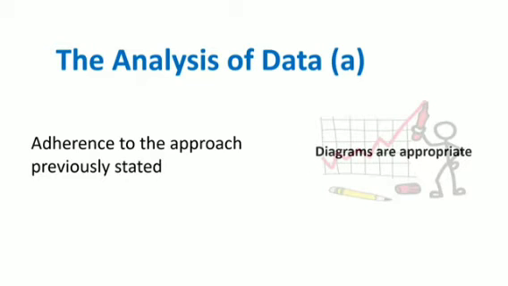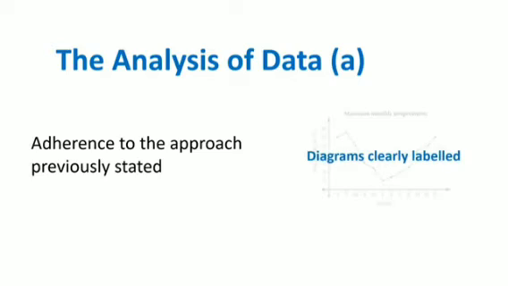Analytical diagrams must be appropriate for the type of analysis done. For example, if you wanted to establish the mode from a continuous dataset, your diagram should be either a histogram or a cumulative frequency curve. And finally, diagrams must be clearly labeled to get a clearer picture of your analysis.